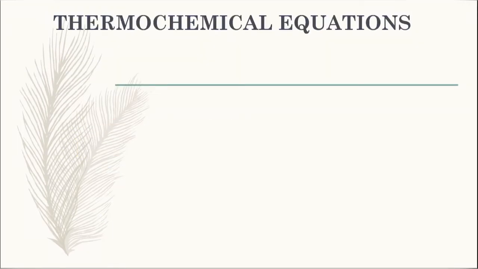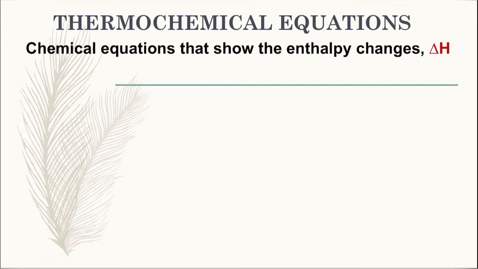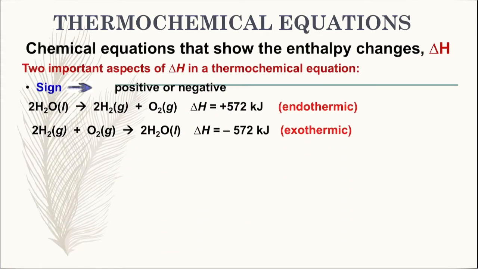Another important term that you must know is the thermochemical equations. It is chemical equations that show the enthalpy changes, delta H. Basically, it is the usual chemical equation that you always write down, but with an additional enthalpy value at the end of the equation. In thermochemical equations, these two aspects are very important.